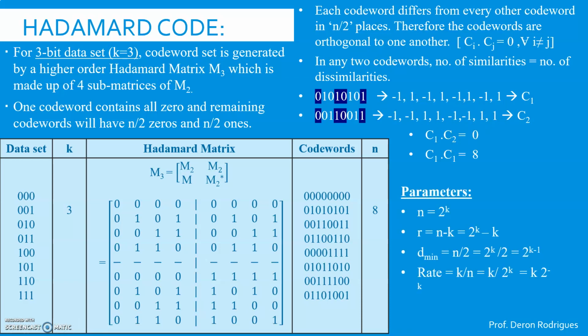Now the parameters of the Hadamard code are: n is equal to 2 raised to k, r is nothing but n minus k, which is 2 raised to k minus k. The minimum distance between these code words is n by 2, and the rate is nothing but k upon 2 raised to k, because n is equal to 2 raised to k.